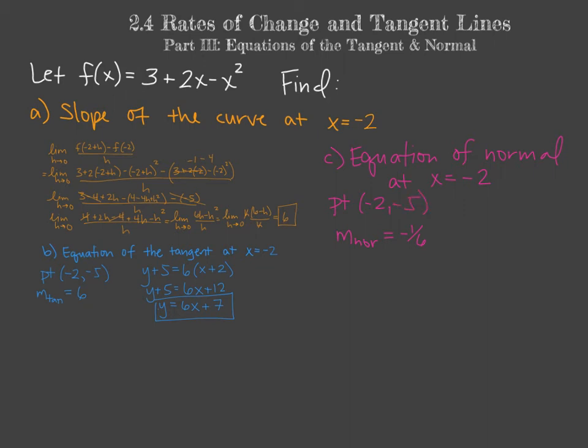So we're going to use point-slope form, so we'll have y plus 5 equals -1/6 times x plus 2. Then when we distribute that -1/6, we'll have -1/6 x minus 2 over 6, which is 1/3. Then we'll subtract 5, and 5 is really 15/3. So we have y equals -1/6 x minus 16/3.